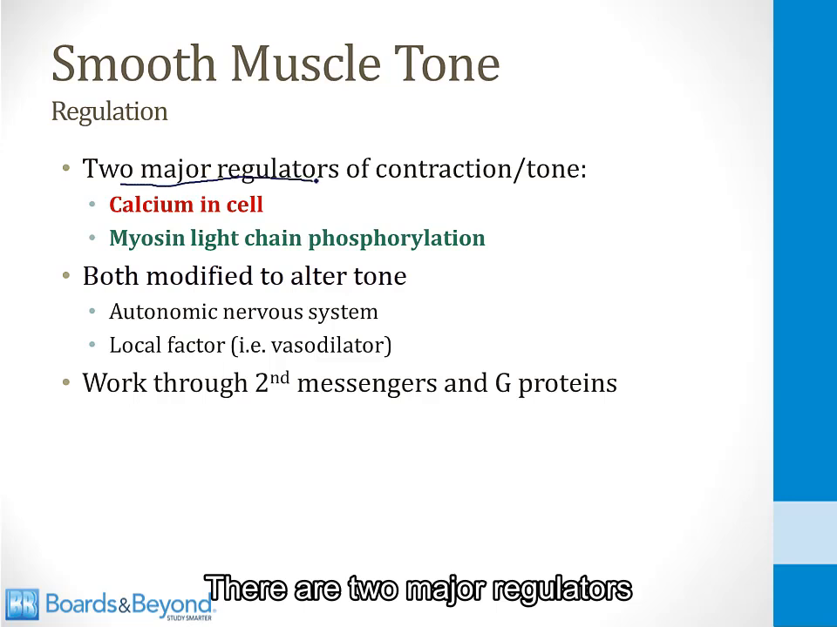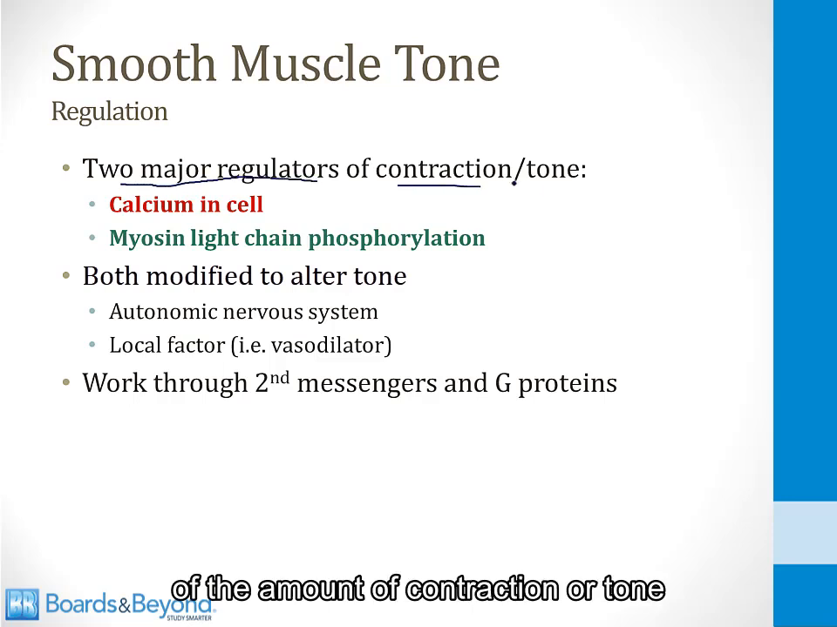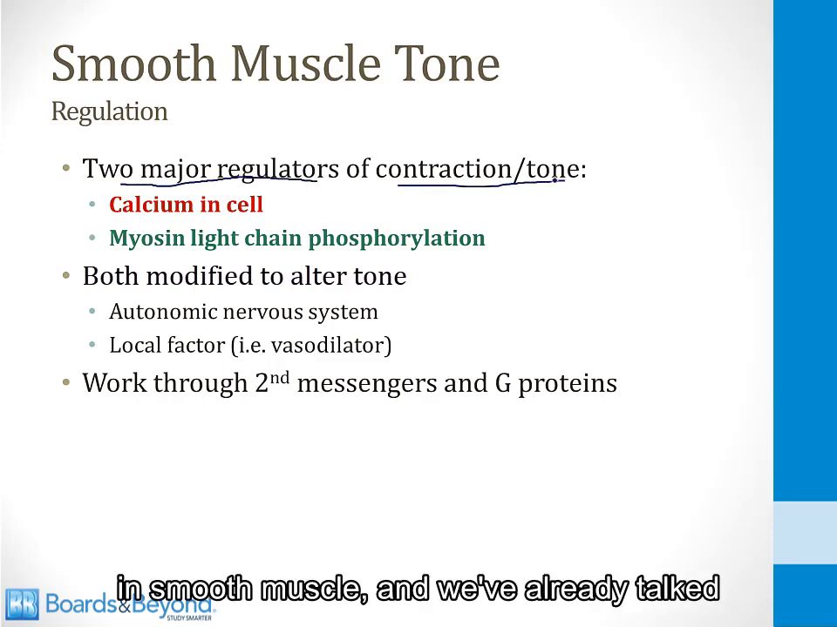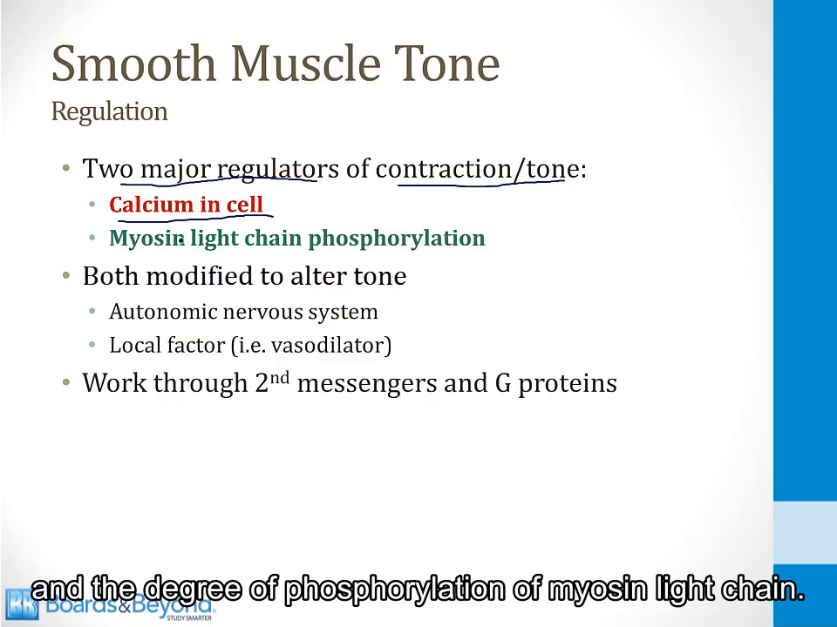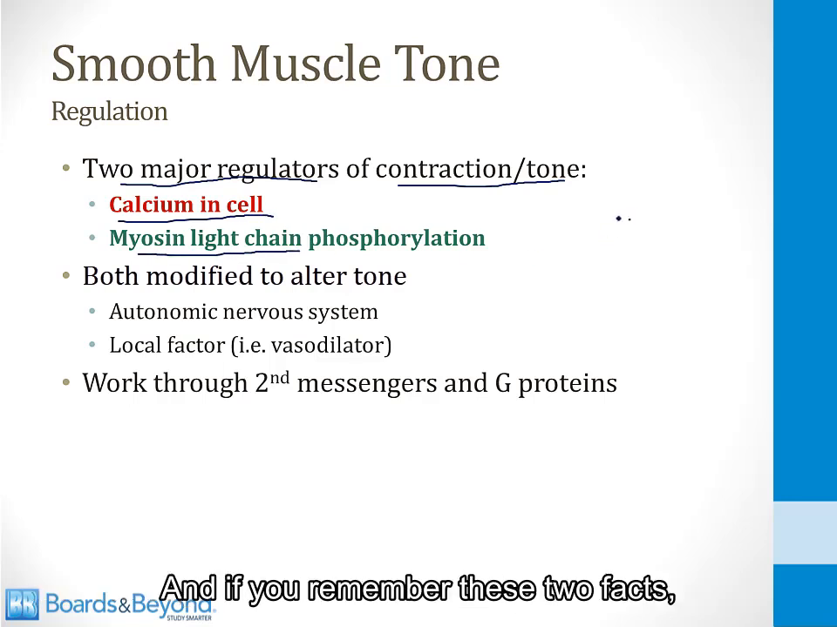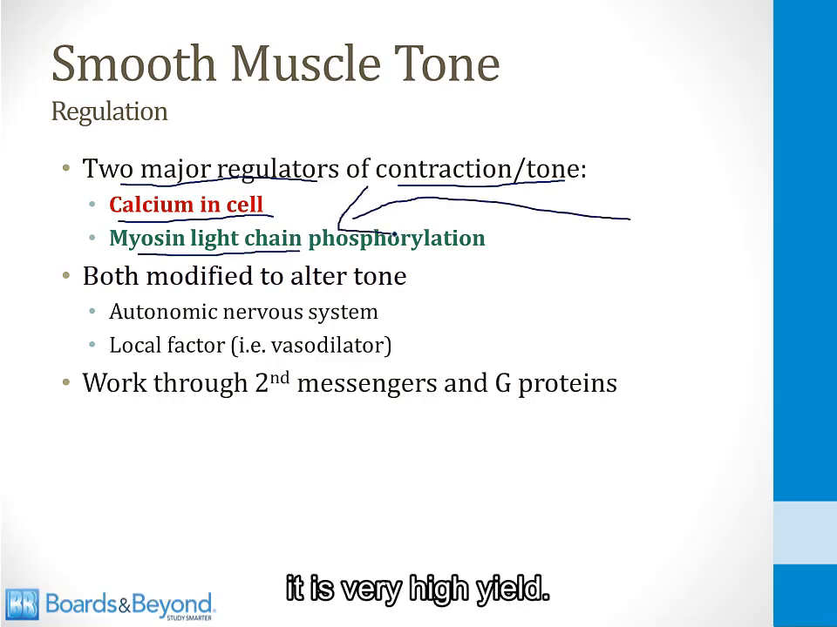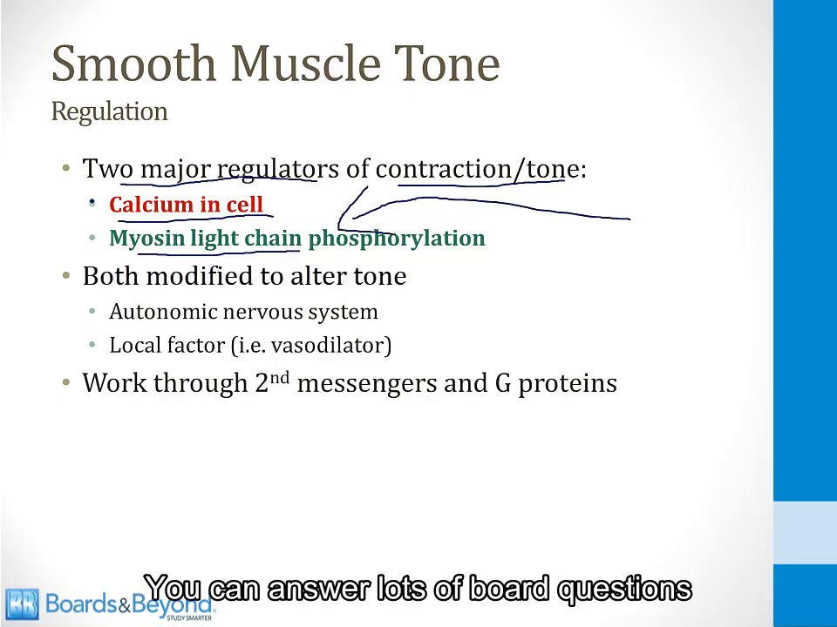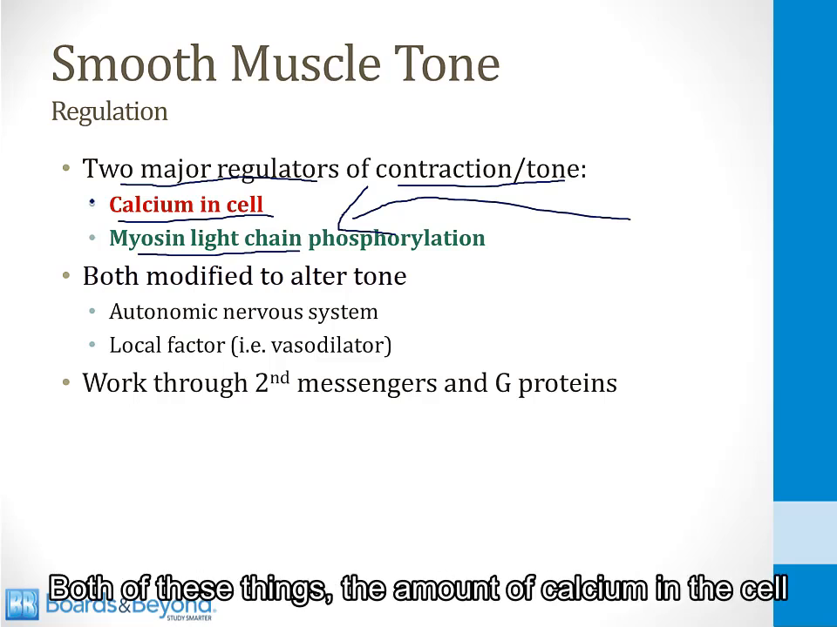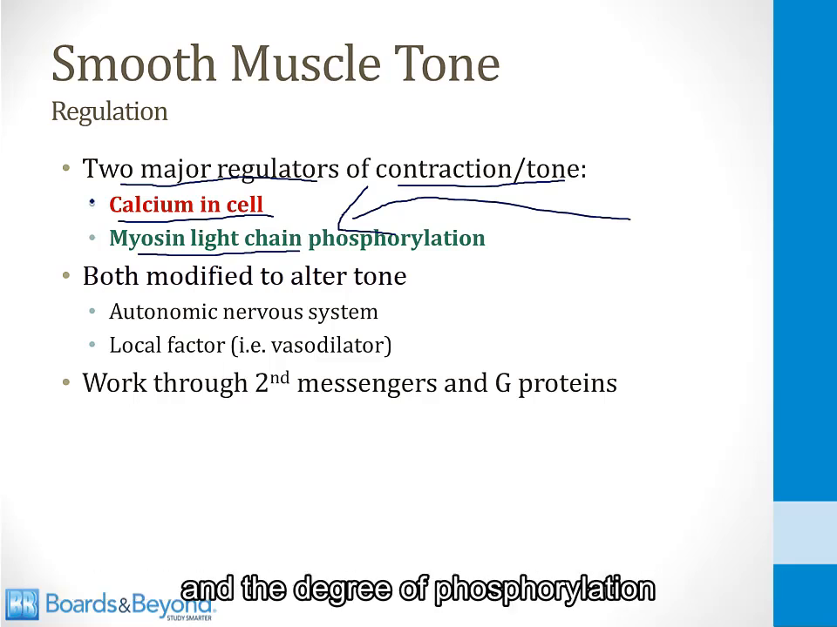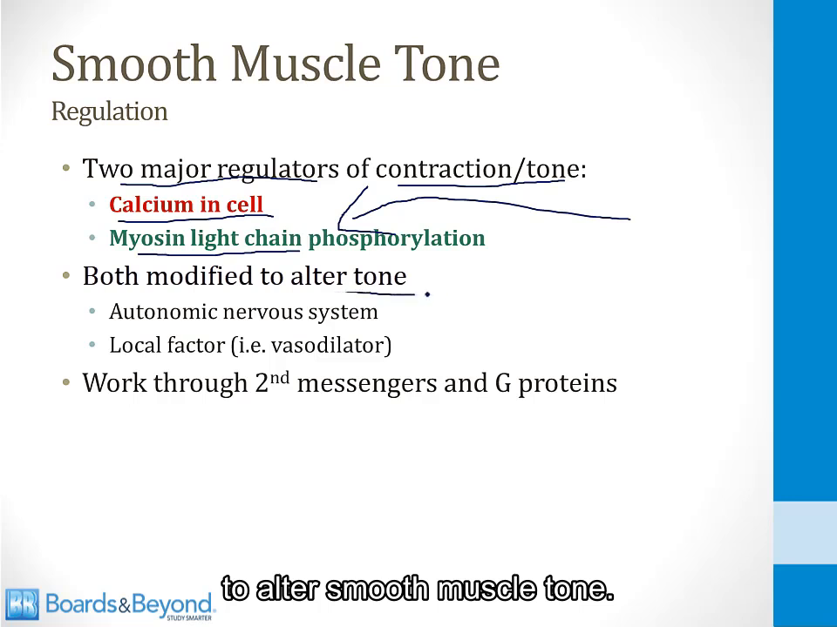There are two major regulators of the amount of contraction or tone in smooth muscle, and we've already talked about both these things. That's the amount of calcium in the cell and the degree of phosphorylation of myosin light chain. And if you remember these two facts, it is very high yield. You can answer lots of board questions just by knowing these two elements that change smooth muscle tone. Now both of these things, the amount of calcium in the cell and the degree of phosphorylation, can be modified by various factors to alter smooth muscle tone.